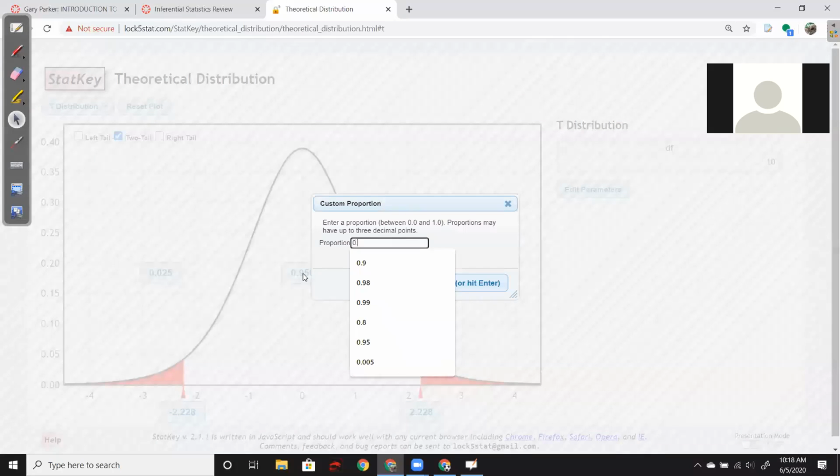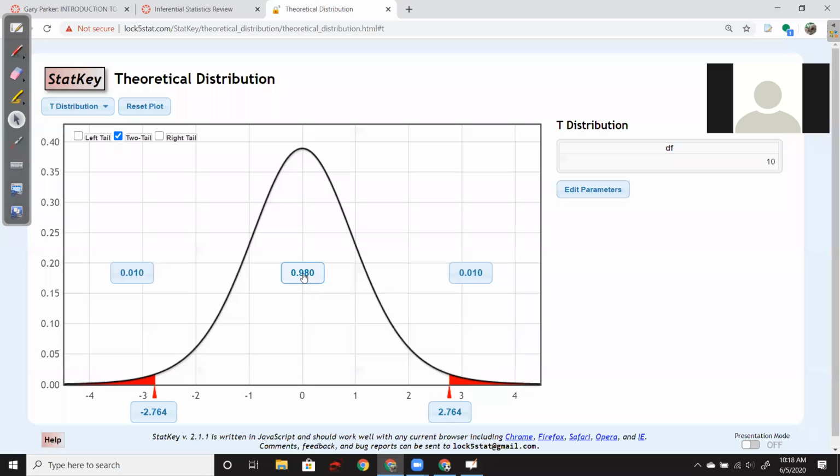So that would be the 0.98 for the problem I got. And there's that t-score of 2.764. And the other side is always going to be the opposite of that. We just want the positive version for that.